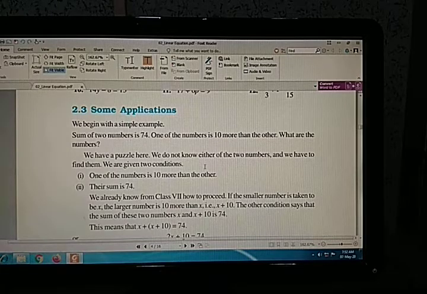So let us begin with a simple example. Say if you are given two numbers whose sum is 74, and you are also given that one of the numbers is 10 times more than the other number. So you are required to find out the two numbers. Now here if we apply the concept of linear equation in one variable, then we can easily get our answer. So let us see how we use this.